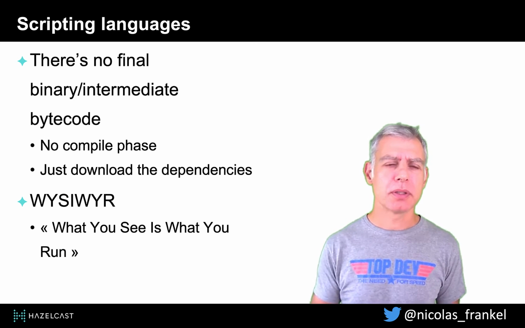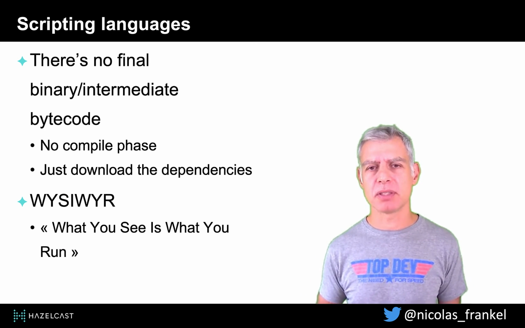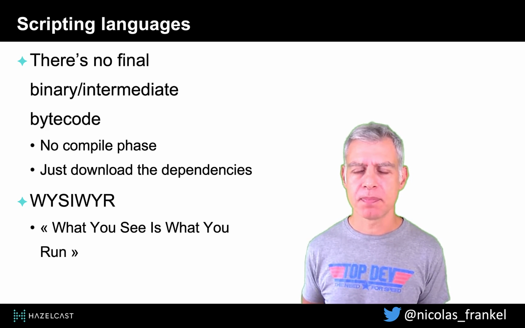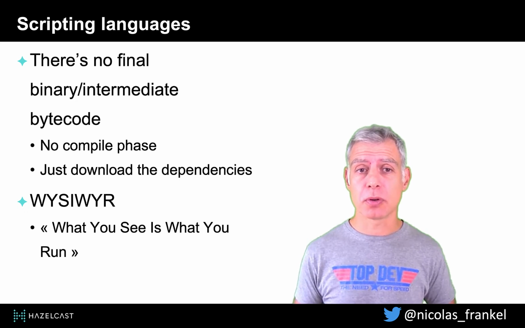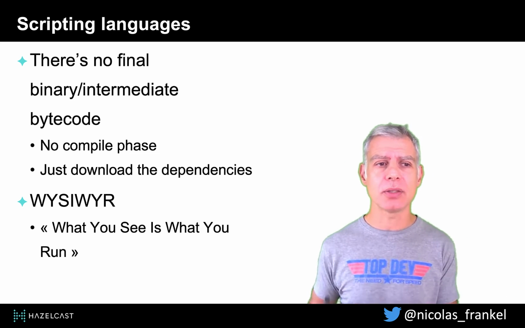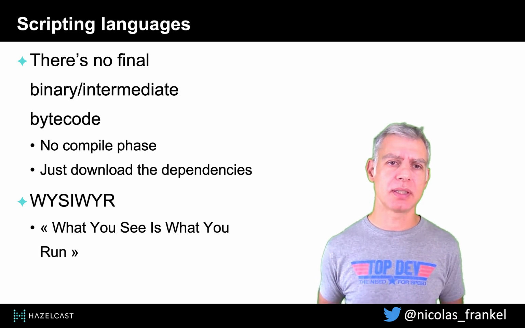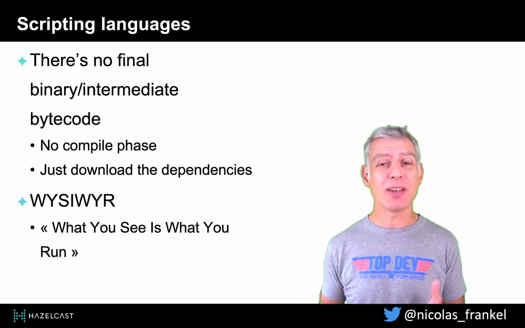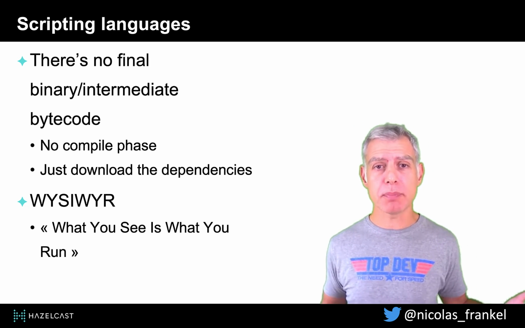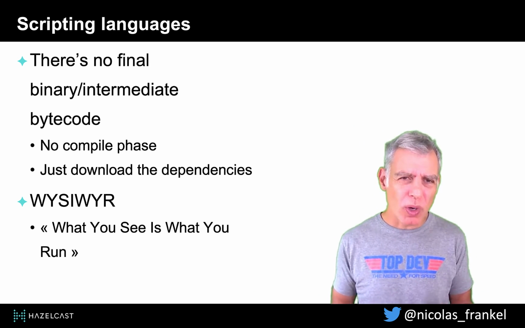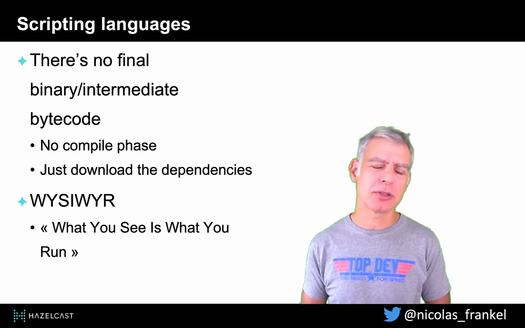The common factor here is that for scripting languages, there is no compilation phase. Whereas in Java, you first need to compile your source code to bytecode, then wrap it into a dedicated archive, and only then are you ready to run. So for scripting languages, what you see is what you run. For a Java application, it's a bit more involved.